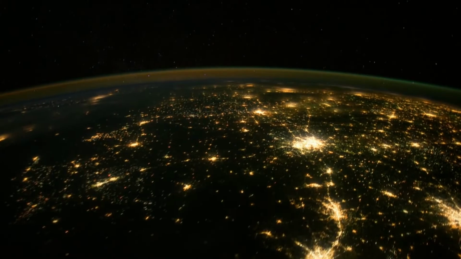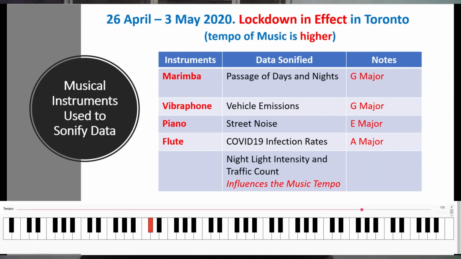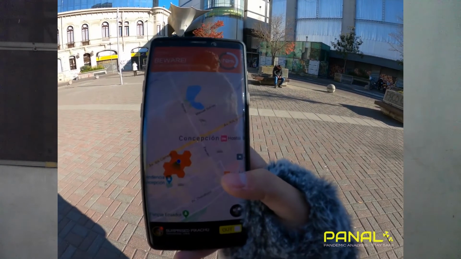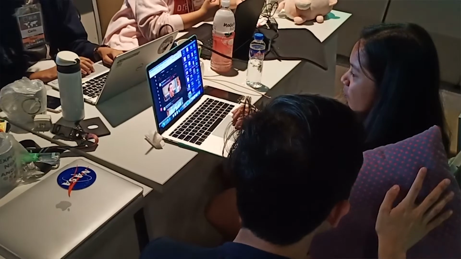Number 7, discuss how your project works. So basically, how does your project really work? What are the functionalities of the system you're doing? How do you describe the methodology or framework on how your solution functions? What does it do? How do they work?